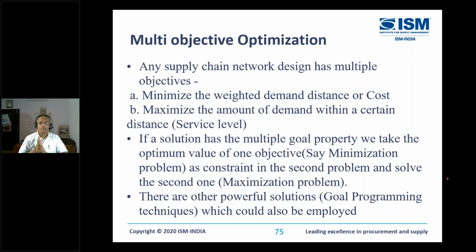So any supply chain problem is a multi-objective optimization. On one side, we are trying to minimize the weighted demand distance or cost, and on the other side, we are trying to maximize the amount of demand within a certain distance or service level. So if a solution has the multiple goal property, we can take it as a constraint in the second problem and solve the second one. We can solve both the problems, but we'll take the solution for the first problem and make it a constant in the second problem and then solve the second problem. That means out of the two solutions, you cannot optimize both. So one you will have to sacrifice and the other one you will have to achieve. So that is how it's done.